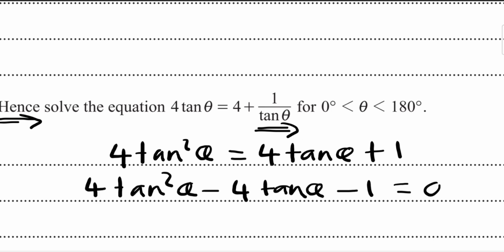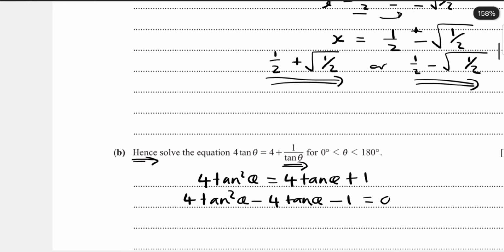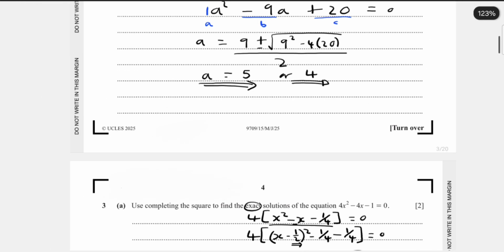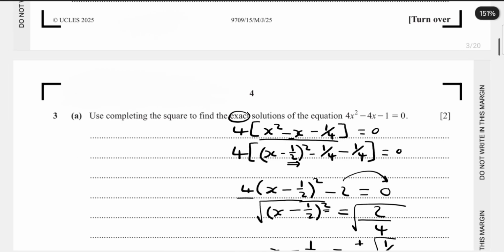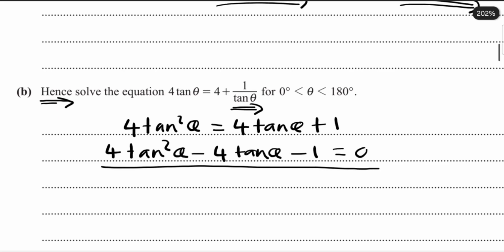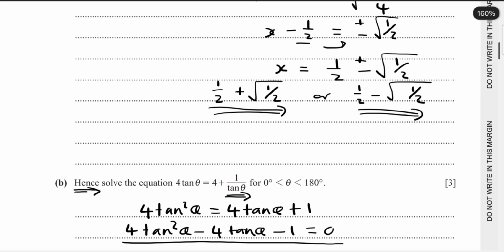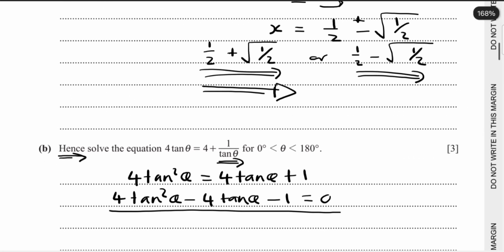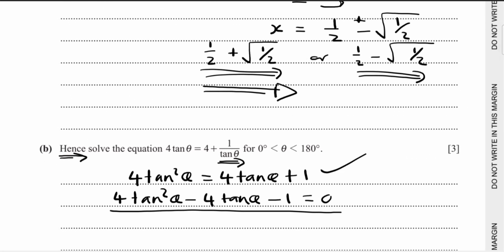equals 0, right? And looking at this now, we can see some similarities between this equation and the first one that we were given. It's 4x squared minus 4x minus 1. This is 4 tan squared theta minus 4 tan theta minus 1. You can see that for the first equation in A, we had x, where we now have tan theta. So that means that where we got these solutions for x, we can say tan theta equals this, because it's the same equation, but for this one we just have tan theta replacing x, right?